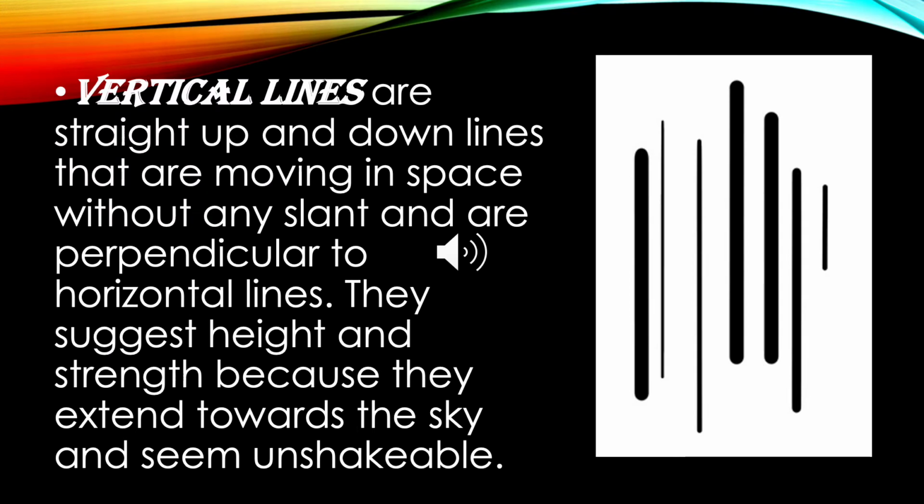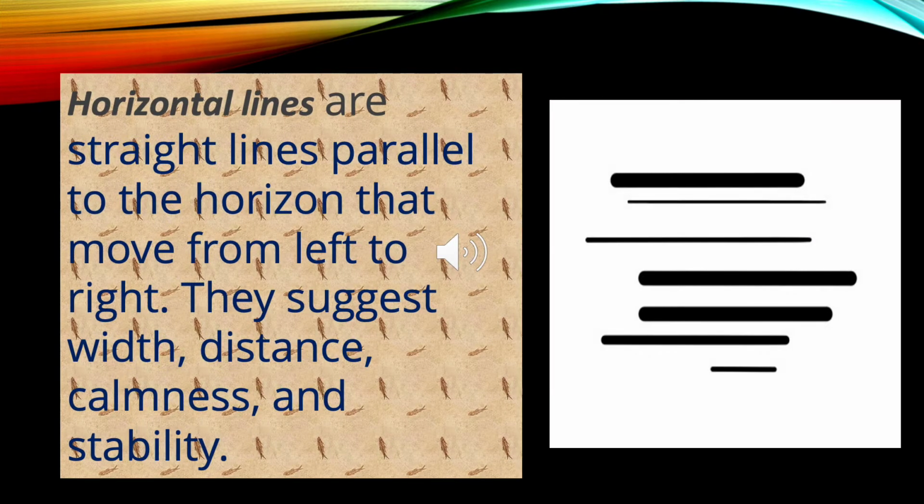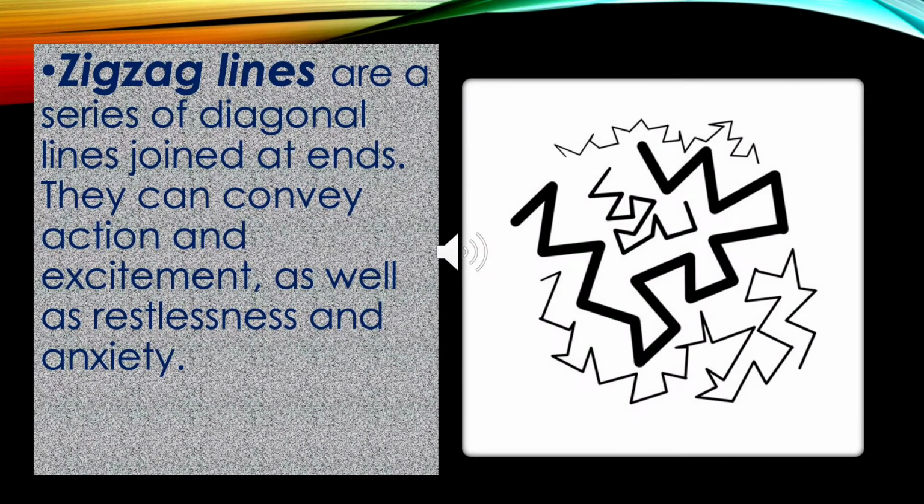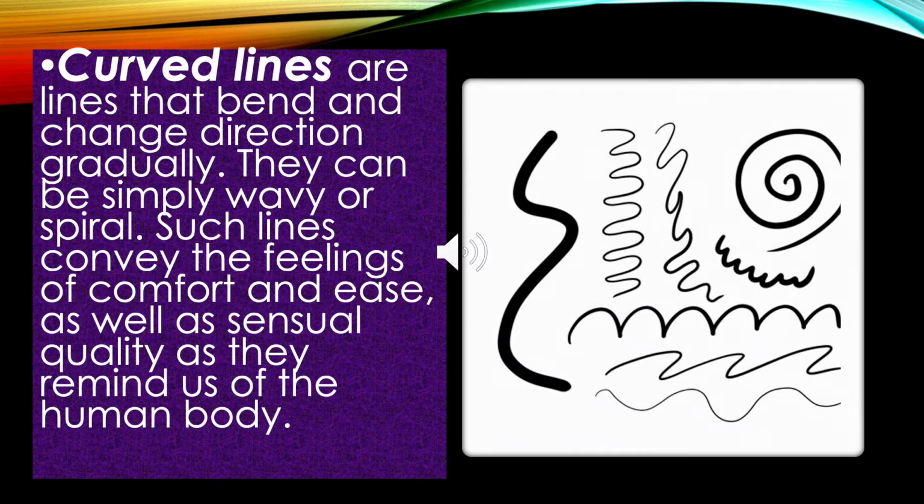Vertical lines are known as standing lines. Horizontal lines are also known as sleeping lines. Diagonal lines are straight lines that slant in any direction except horizontal or vertical. Zigzag lines are a series of diagonal lines joined at the ends. They can convey action and excitement, or in easy language, the confusion of lines. Curved lines are lines that bend and change direction gradually. They can be simply wavy or spiral.